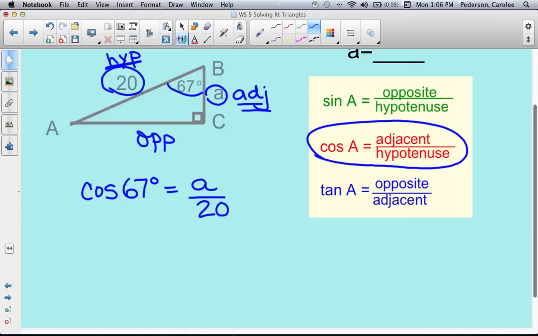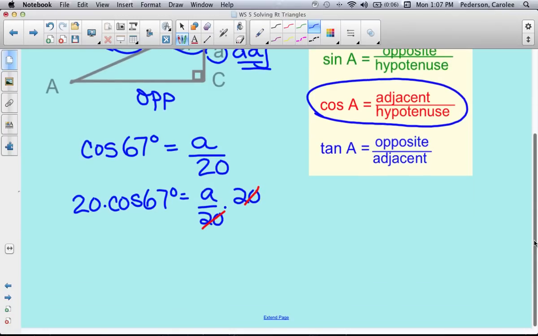And now what we do is we solve this equation for A. So we want to remove that 20 from the denominator. So we're going to multiply both sides by 20. And what that does is it cancels out the 20 from the right side.